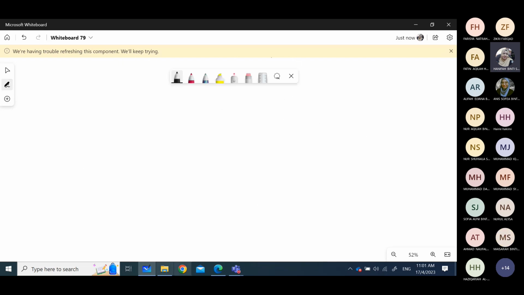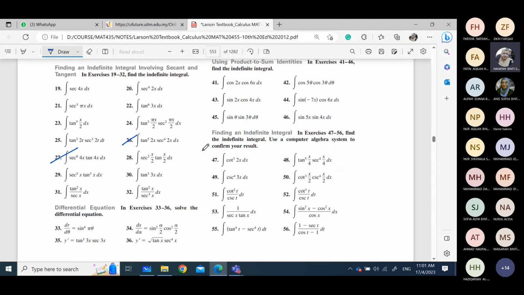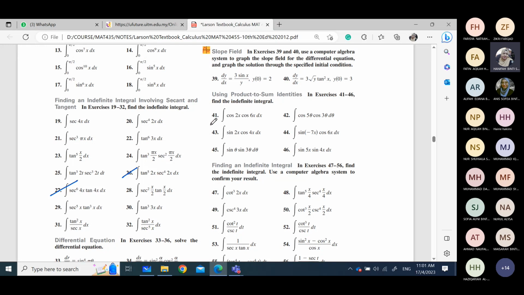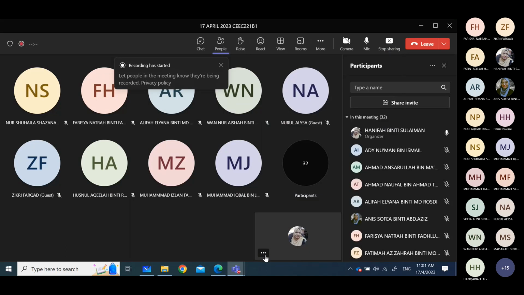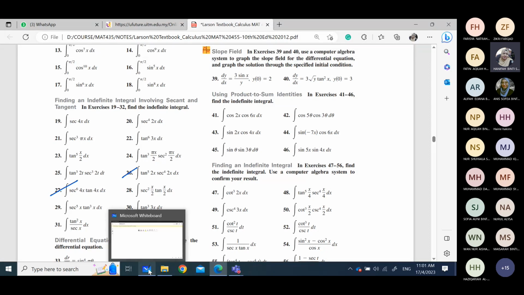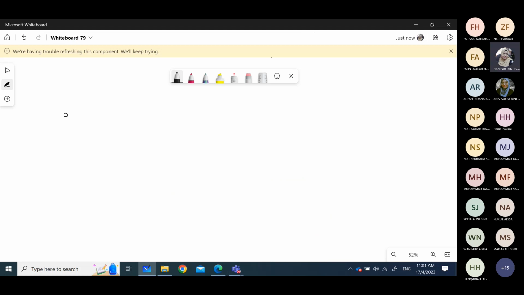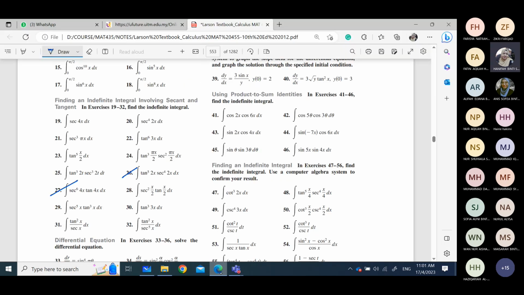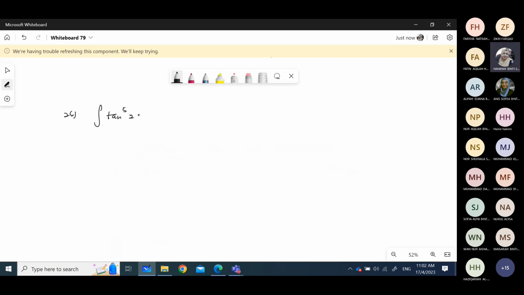Okay, so next kita tengok soalan yang seterusnya, number 26 and 27. So this one is about integrating involving tangent and secant. Okay. Okay, so kita 26, we have integral of tangent to the power of 5 of 2x multiply with secant to the power of 4 of 2x with respect to x.